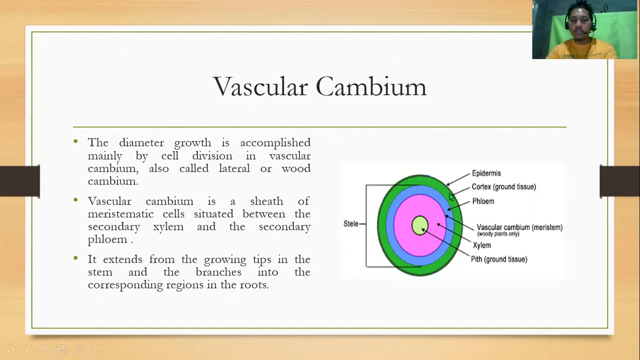As you can see in the illustration, the vascular cambium is situated between the phloem and the xylem, because the vascular cambium produces xylem and phloem, outward and inward. It extends from the growing tips in the stem and the branches into the corresponding regions in the roots. So the vascular cambium occurs not only in the stem but also in the branches and the roots.